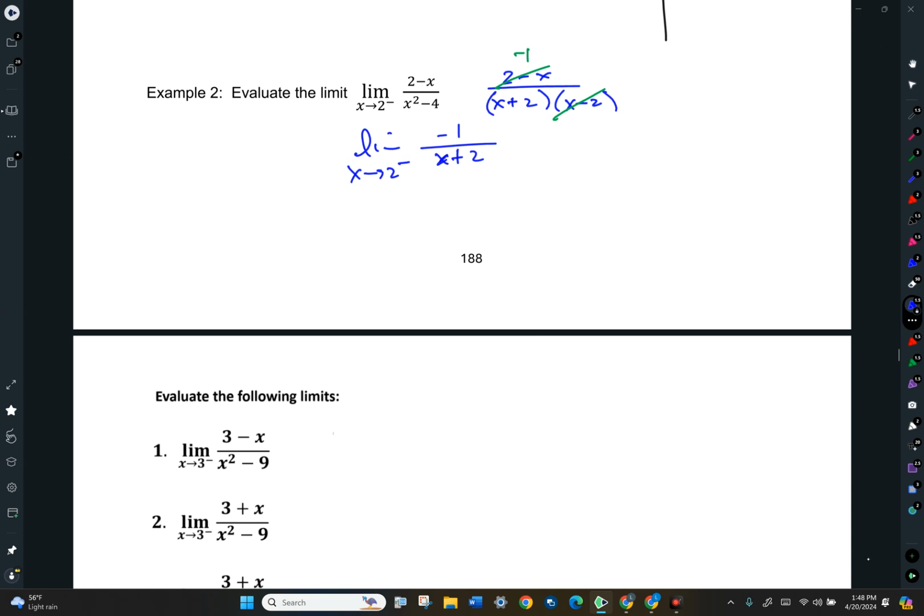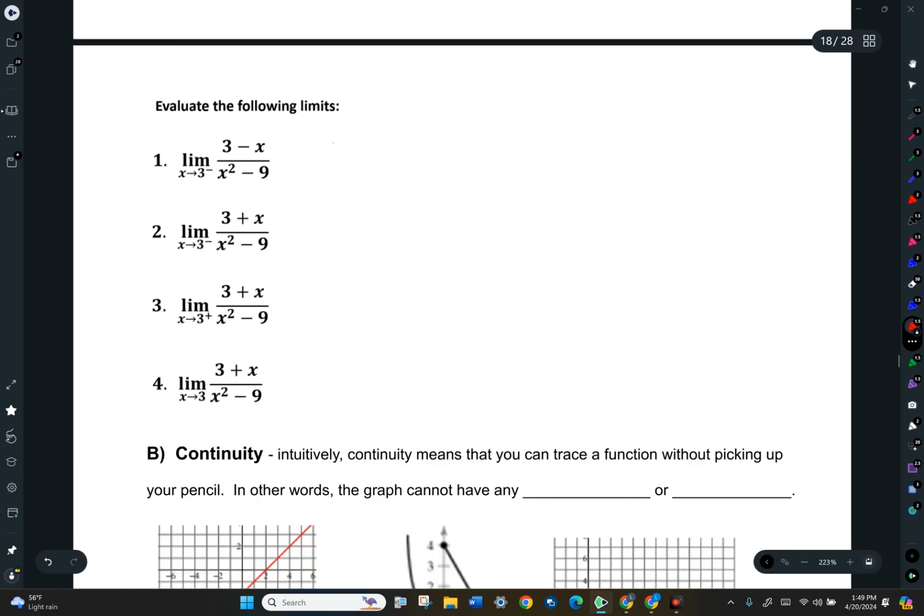Okay, can I substitute? Now make sure you notice when I say from the left, I'm not saying -2. I'm saying +2. I'm just coming from the left of +2. All right, so just plug in a 2. If I plug in a +2, I'm going to get -1 over 4. So in this case, because it actually came out to be a value, I didn't have to worry about left or right. This could have been left, it could have been right, or it could have just been the limit as x approaches 2. Okay, so look at the next page.